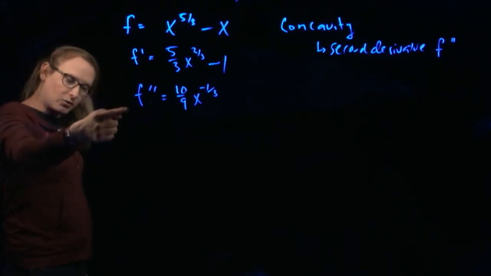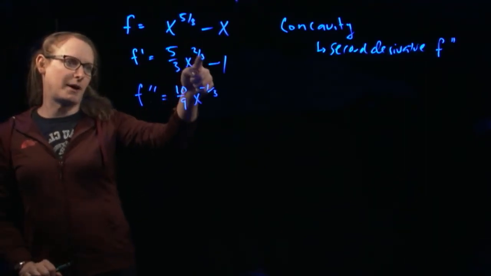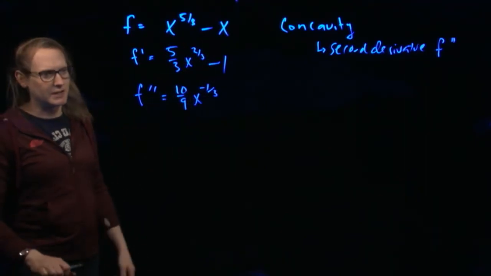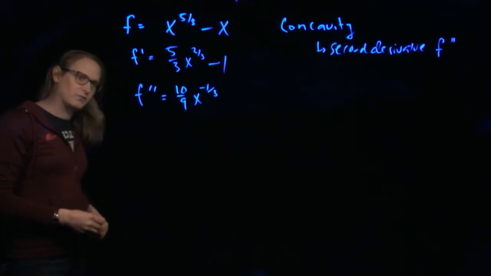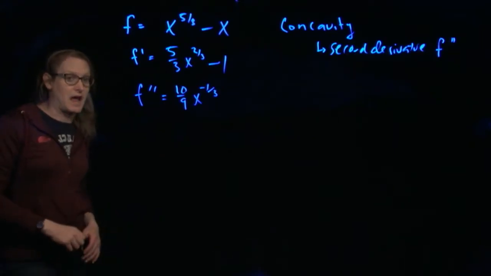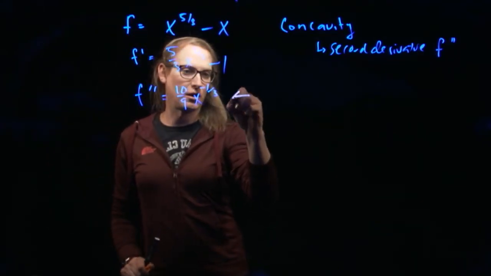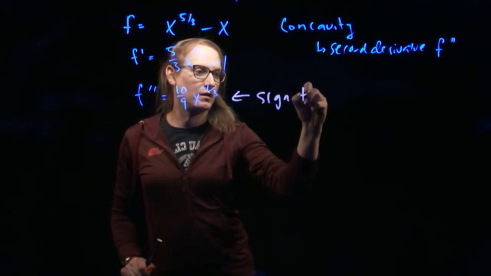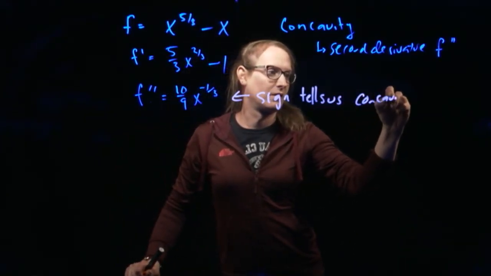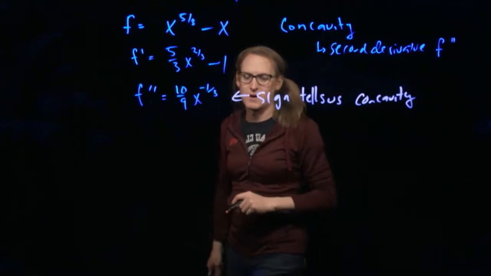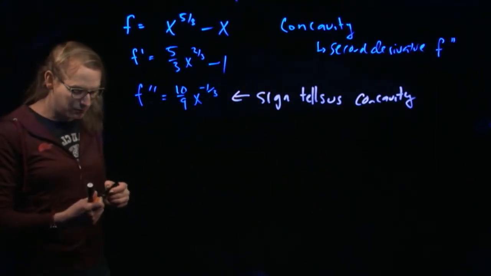And if I take the second derivative, the first derivative of the first derivative, I'm going to do the power rule again. I'm going to get 10/9 x to the minus 1/3, and that tells us concave up or concave down. So the sign of this one right here tells us about the concavity. If it's positive, it's concave up, and if it's negative, it's concave down.